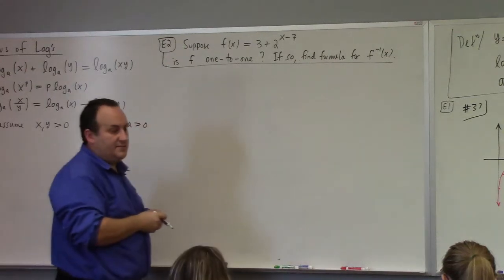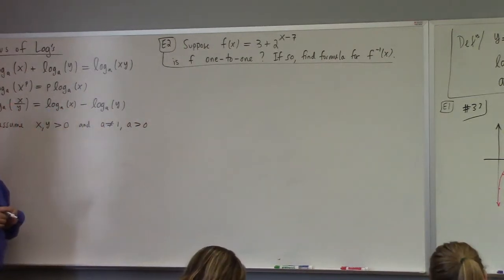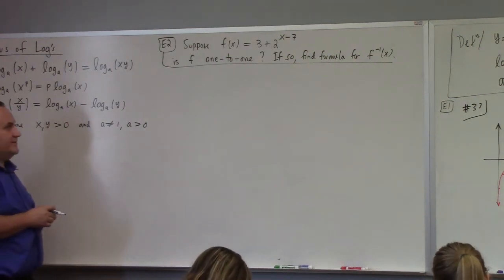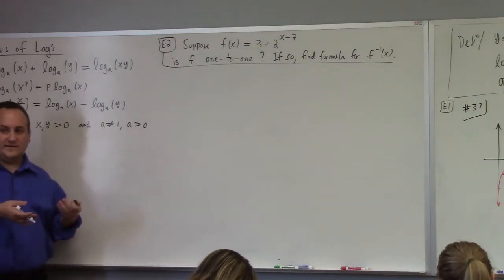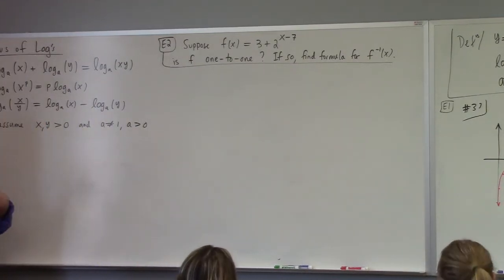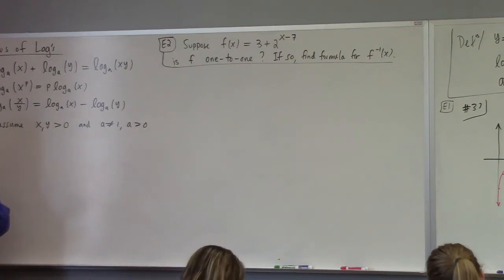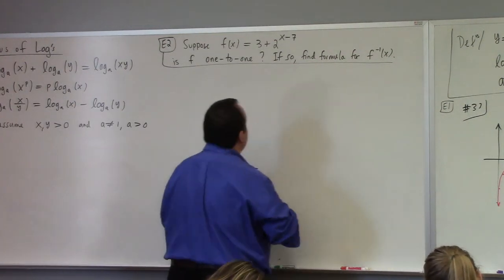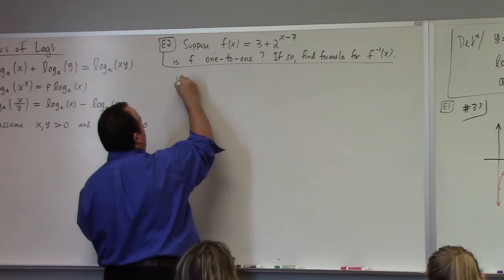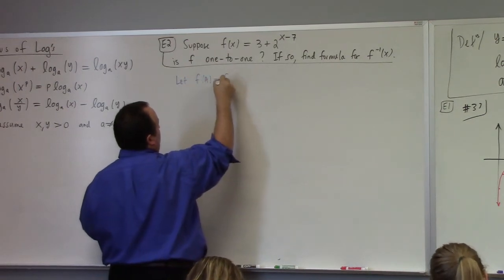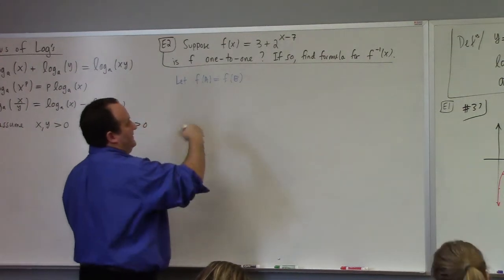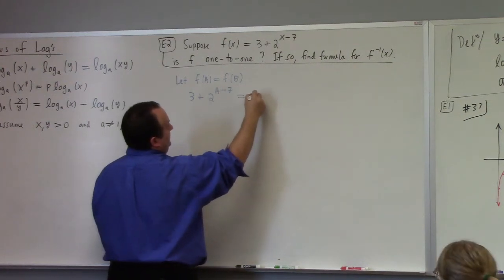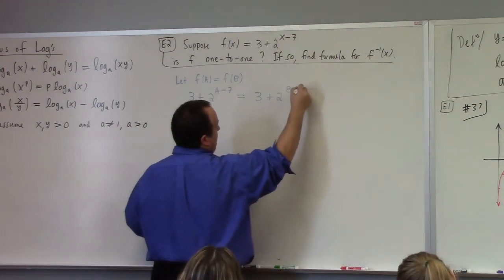So how can we check if the function's 1-to-1? How do we check? There's two different approaches we had. We could either graph it and look for the horizontal line test, or we could use the algebraic method. Which way do you guys want to do? Algebra or graph? Algebra? Okay, so algebra, I promoted putting f of a equals f of b. And so what's f of a here? It's 3 plus 2 to the a minus 7 equals 3 plus 2 to the b minus 7.